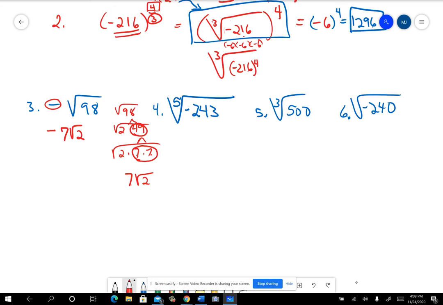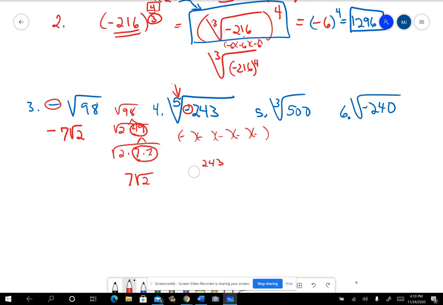Now with this one, if you're trying to just think this through, it's asking you what times itself 5 times would be -243. And it might turn out to be a perfect power of 5. We're not sure, so we could take that -243. If there's a negative under here when the index is odd, it does not cause you to get an i. It causes you to get a negative number. Each of these would be negative, and then multiplied all together, it would give you a negative. So you don't get an i, you get a negative number.